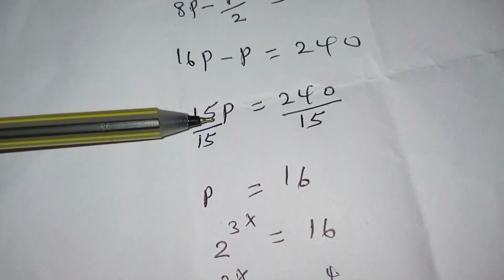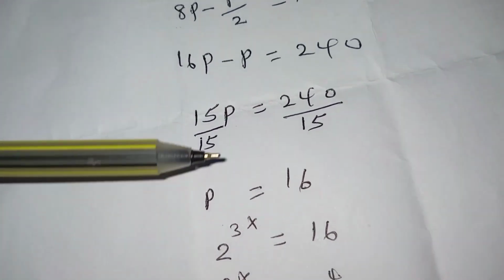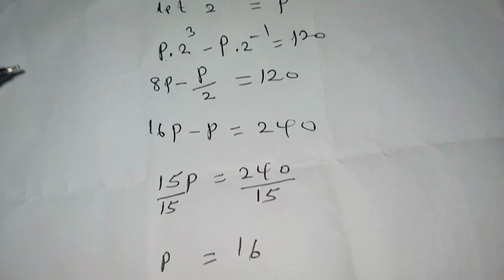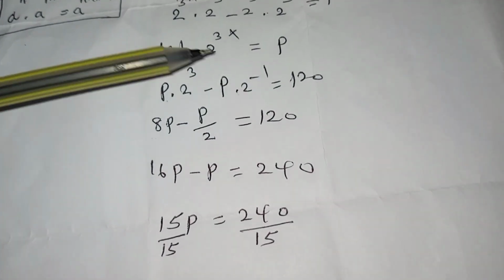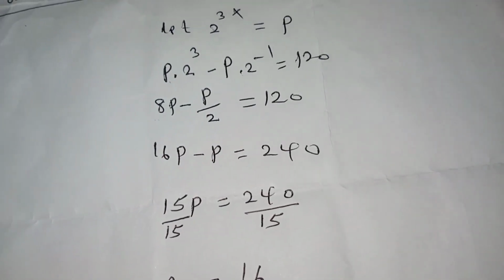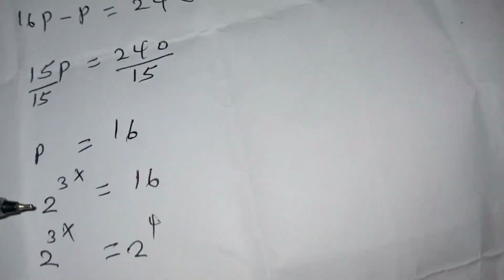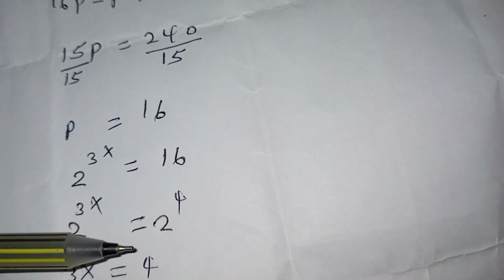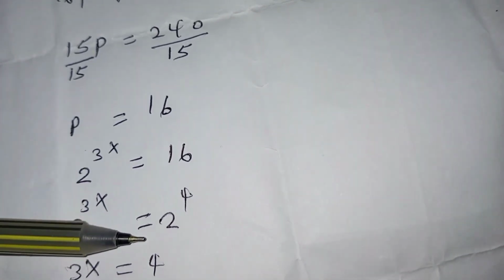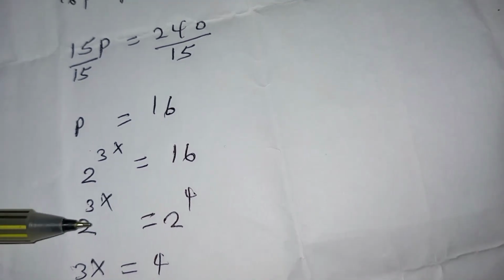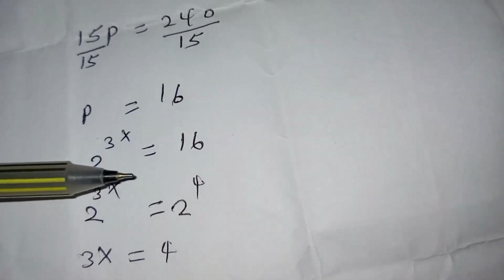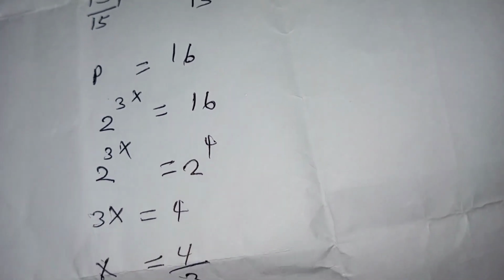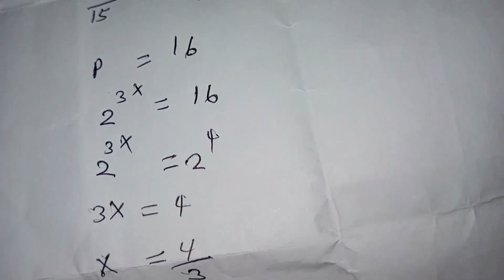Then we divided by 15 both sides so that we are left with the p. 240 divided by 15 is 16. And then we made the substitution, which we had made up here, that p is the same as 2 power 3x. Then we expressed 16 into base 2. 16 is the same as 2 power 4. Then since the bases are the same, we equated the index. 3x is equal to 4 and we divided by 3. So our answer is 1 1/3.